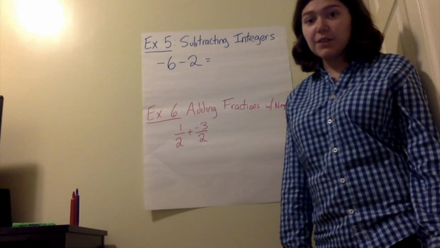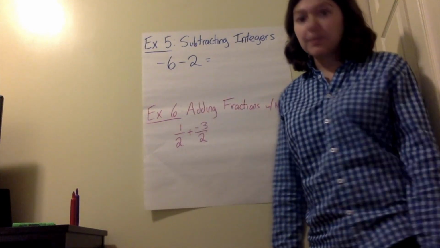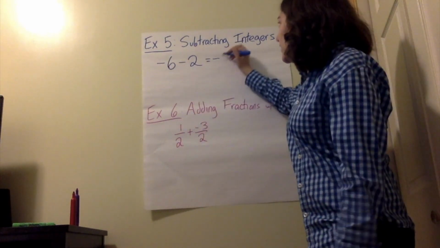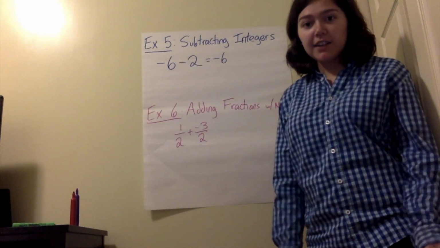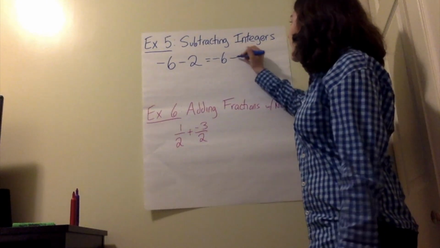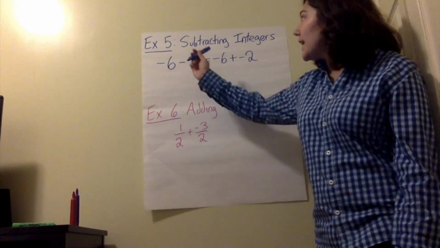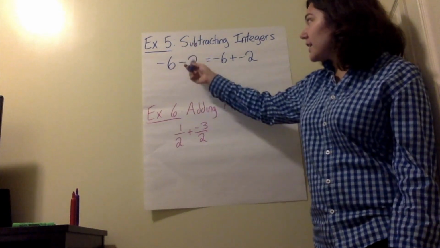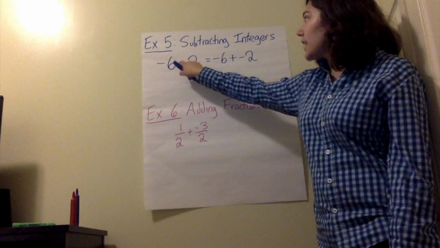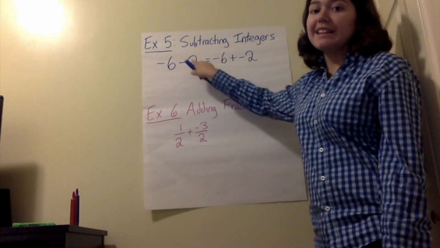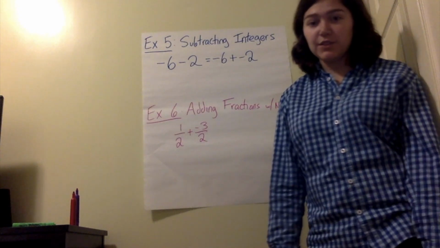So the first thing we need to do is rewrite this as an addition problem. So -6 we don't touch, and then we're subtracting 2. Subtracting 2 is the same thing as adding -2. We talked about how subtracting a number is the same thing as adding that number's opposite. So subtracting 2 is the same thing as adding -2, because the opposite of 2 is -2.